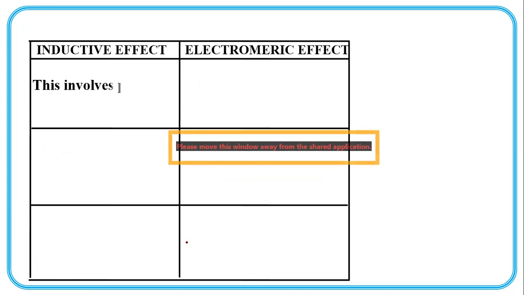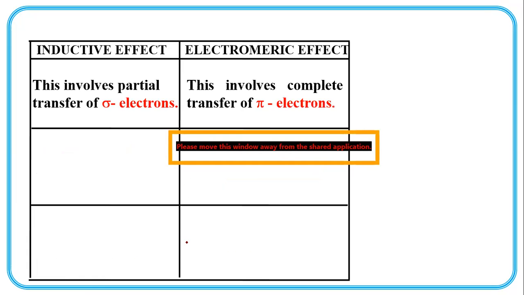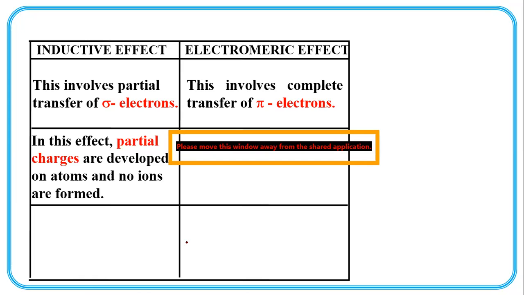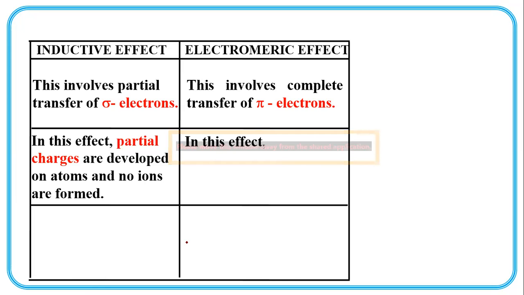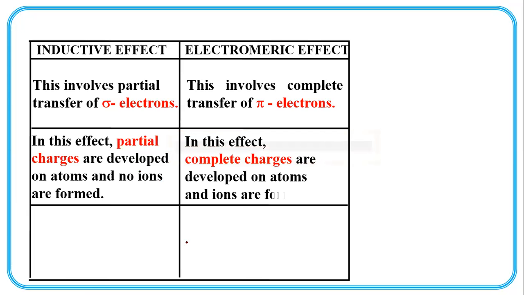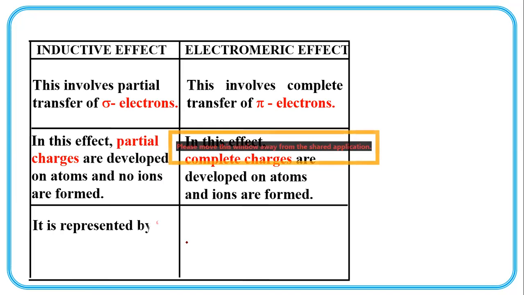This involves partial transfer of sigma electrons, complete transfer of pi electrons. Partial charges are developed, plus delta and minus delta. Partial positive and negative charges are developed. Here, complete charges are developed on atoms and ions are formed. It is represented by I and it is represented by E.